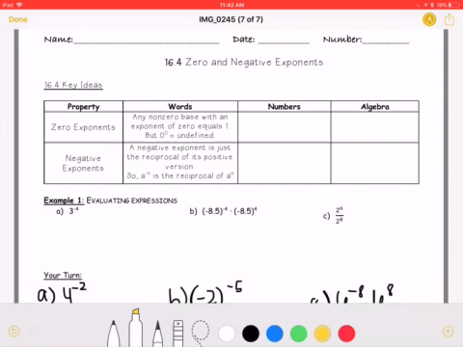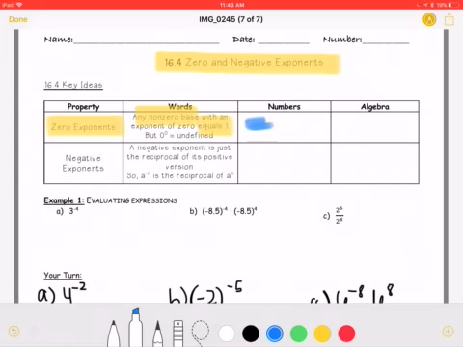All right, lesson 4, we're dealing with zero and negative exponents now. So let's look at our key ideas and our properties here. If we have 0 as our exponent, any non-zero base with an exponent of 0 is always going to equal 1. But we just can't have 0 as the base. Again, it said any non-zero base. It'll always equal 1. So any number besides 0 is allowed to be the base.